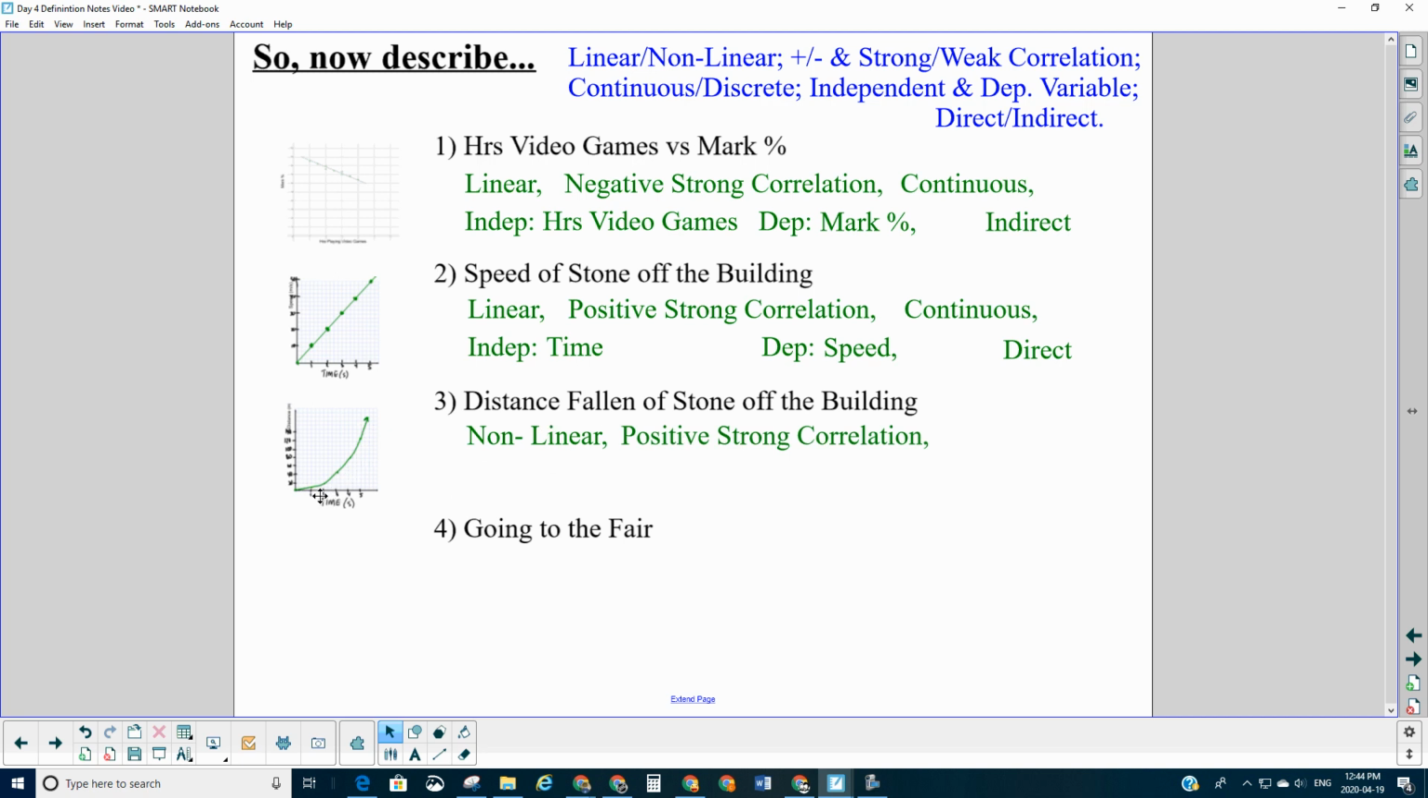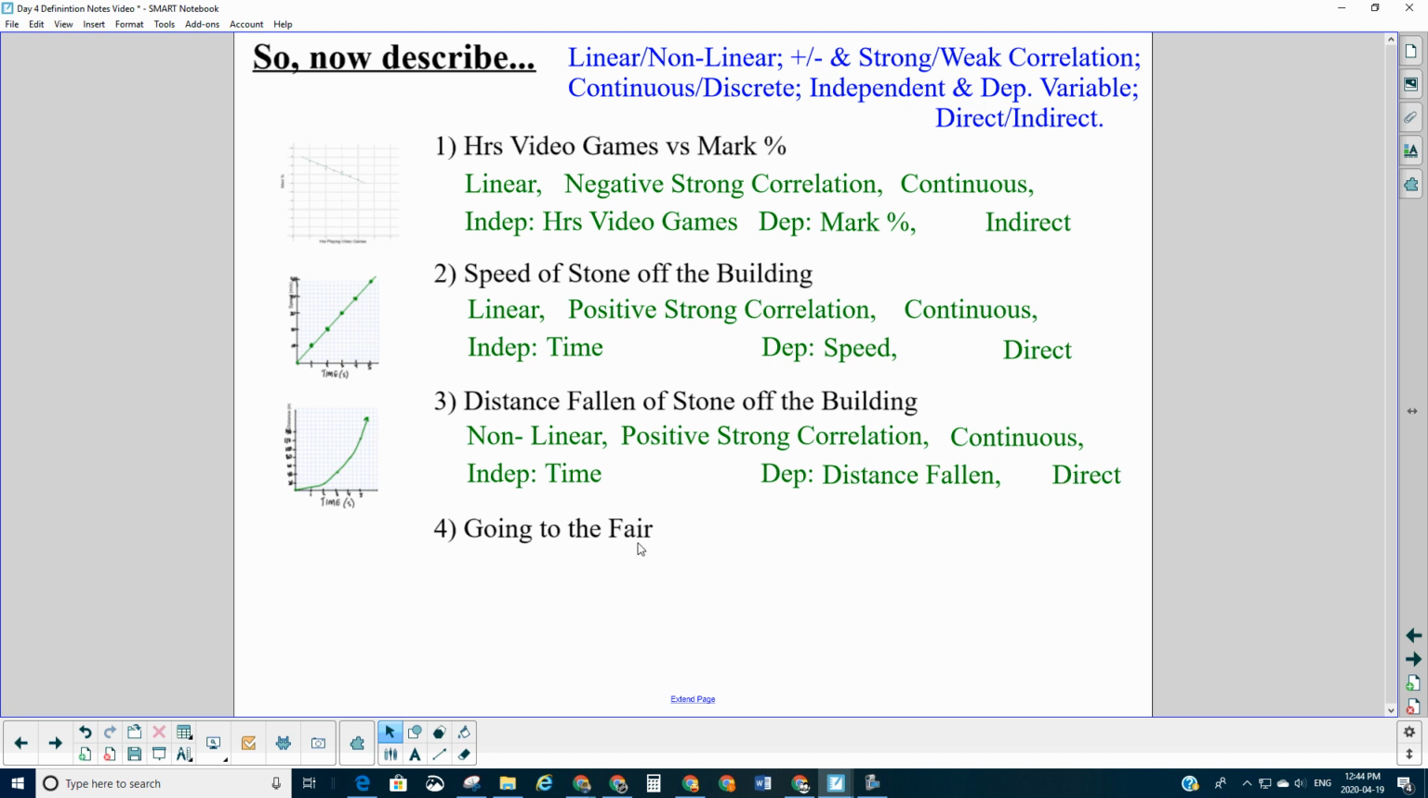Continuous? Well, again, between 2 and 3 seconds, we can consider the distance. So yes, of course, it's continuous. Independent variable: time, almost always on the bottom. It's the independent variable. Distance traveled or distance fallen would be the dependent variable. And finally, does this one start at 0? Yes, 0 seconds means 0 distance, so it starts at 0 and it's a direct variation.